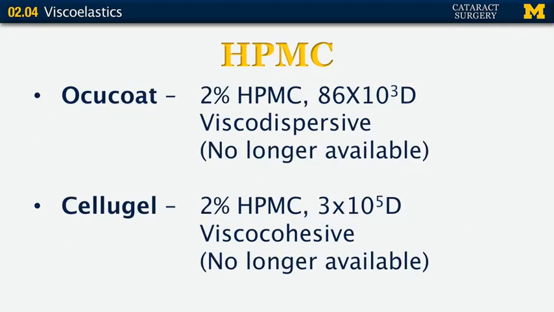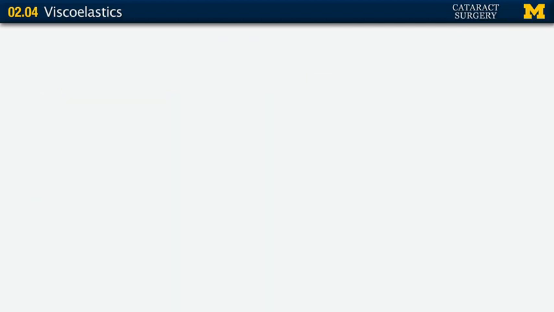HPMC, like I said, is really not used in the United States any longer, but to make you look smart, I'm going to tell you a little bit about OcuCoat and Cellugel. These were the visco-dispersive and visco-cohesive agents that were made with hydroxypropylmethylcellulose. Bausch and Lomb created OcuCoat. Notice it's very low molecular weight, so it is a coater, it is dispersive. And then Cellugel was created by Alcon. Notice it's higher molecular weight, so that means it's a cohesive agent. And neither of those are available in the United States any longer.